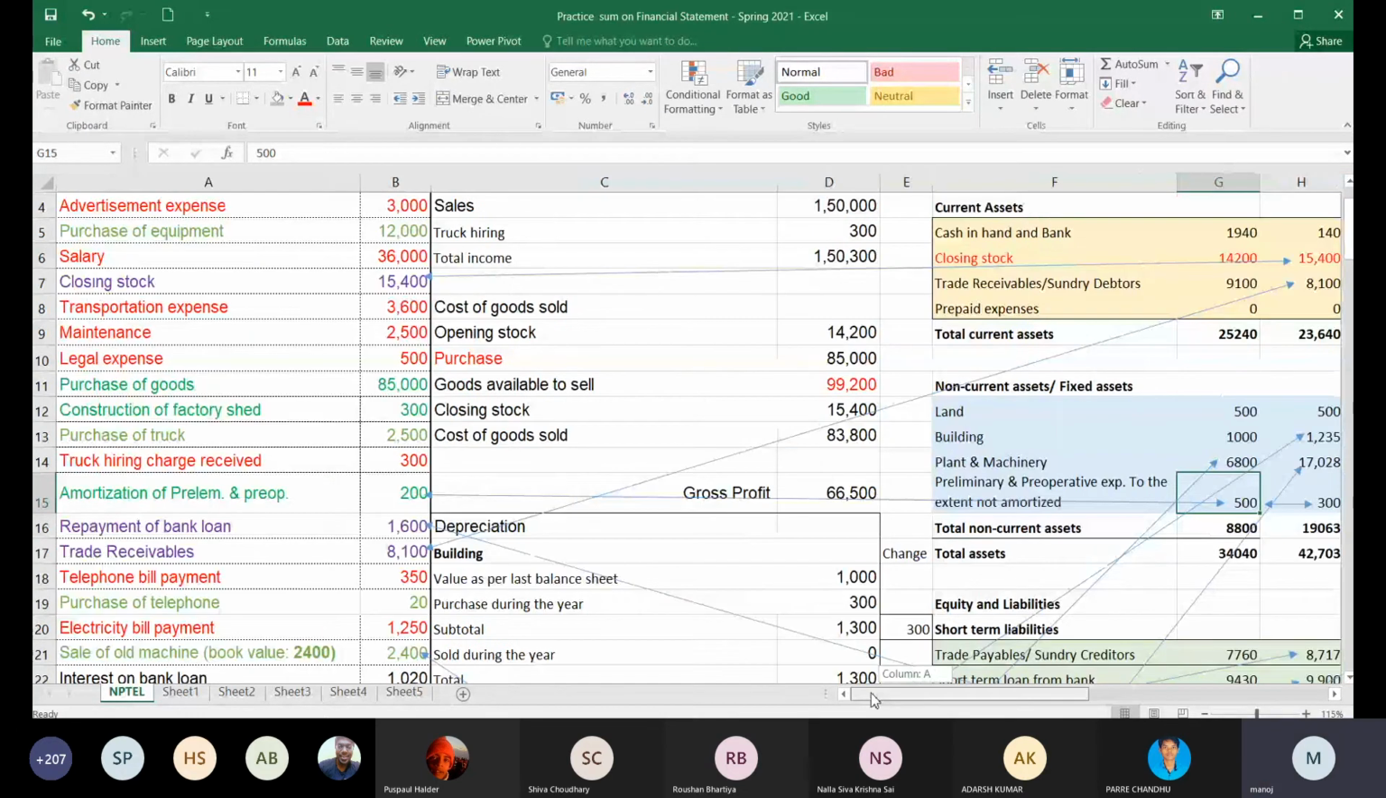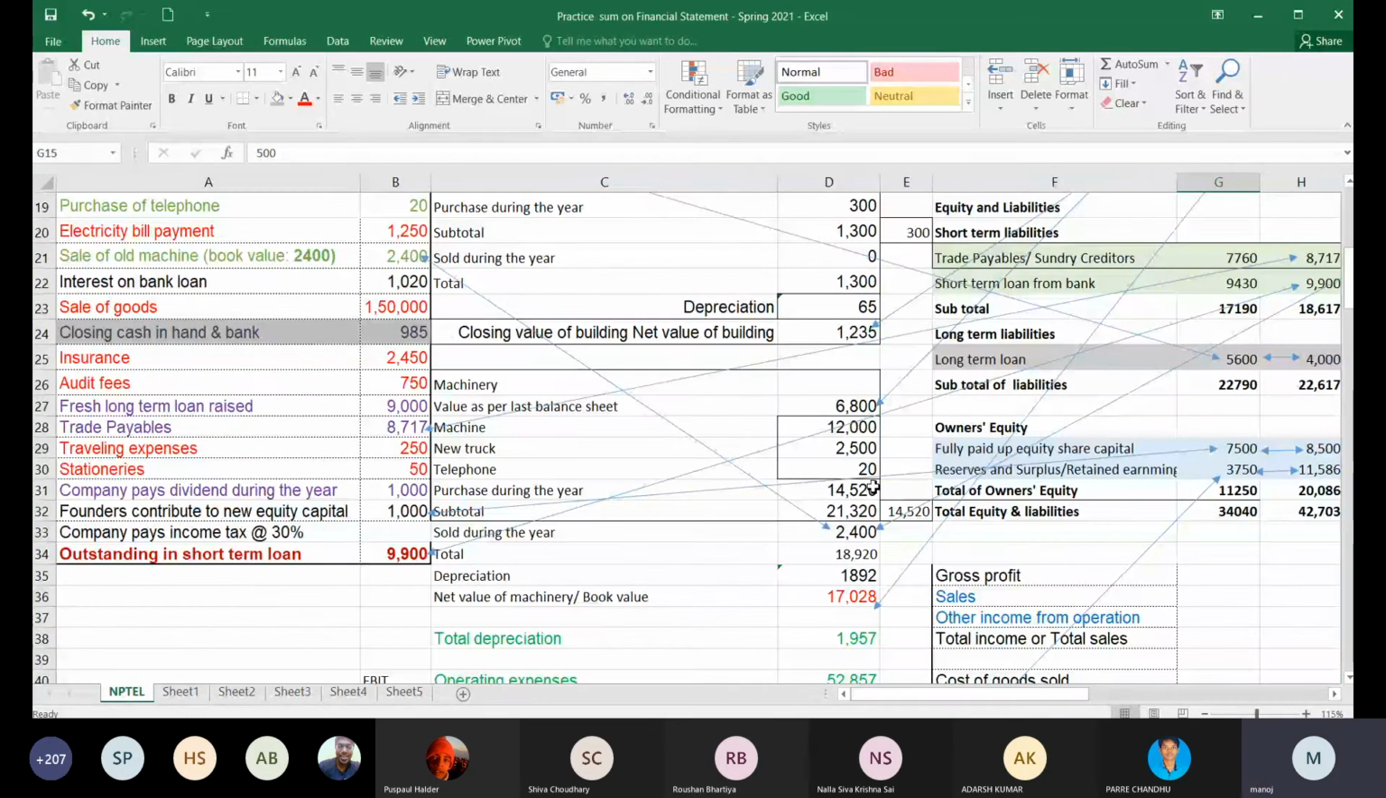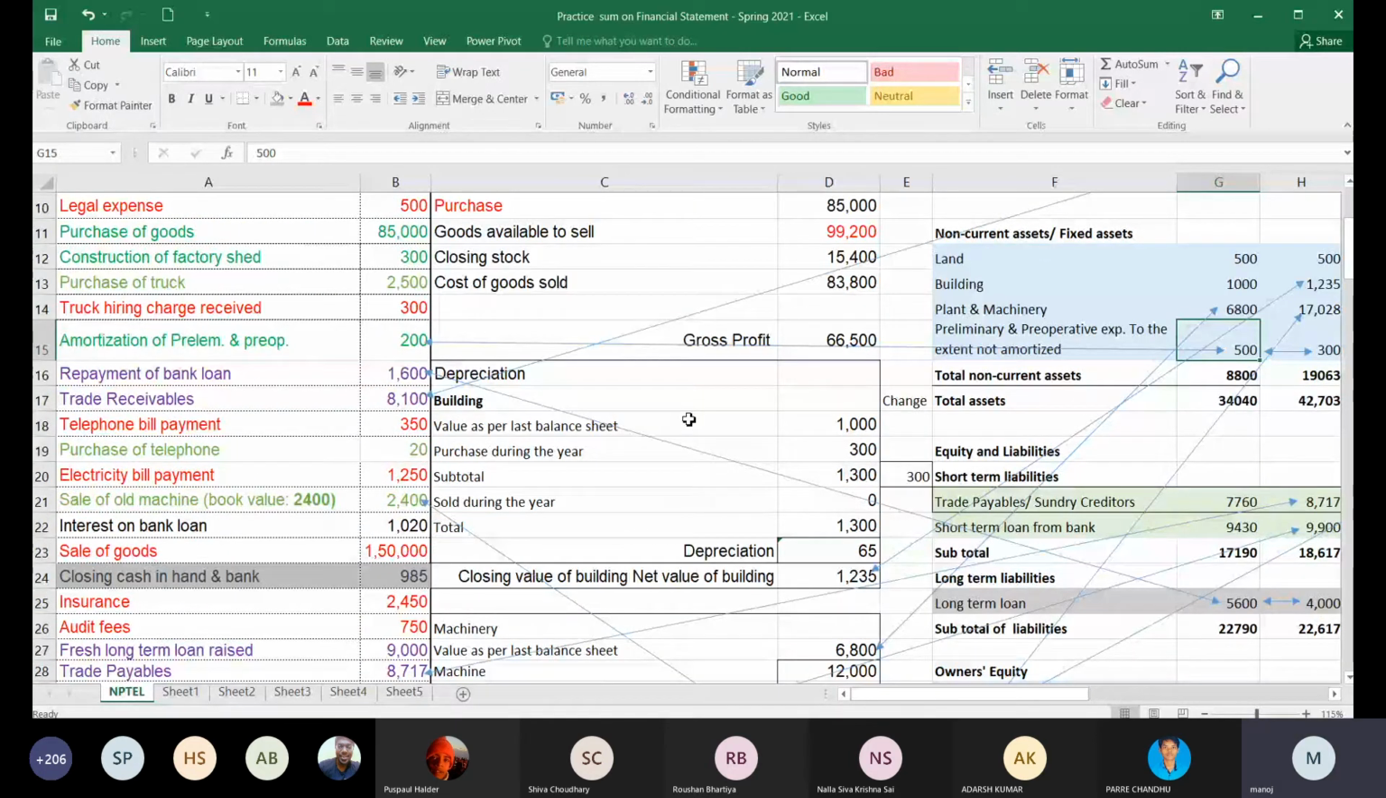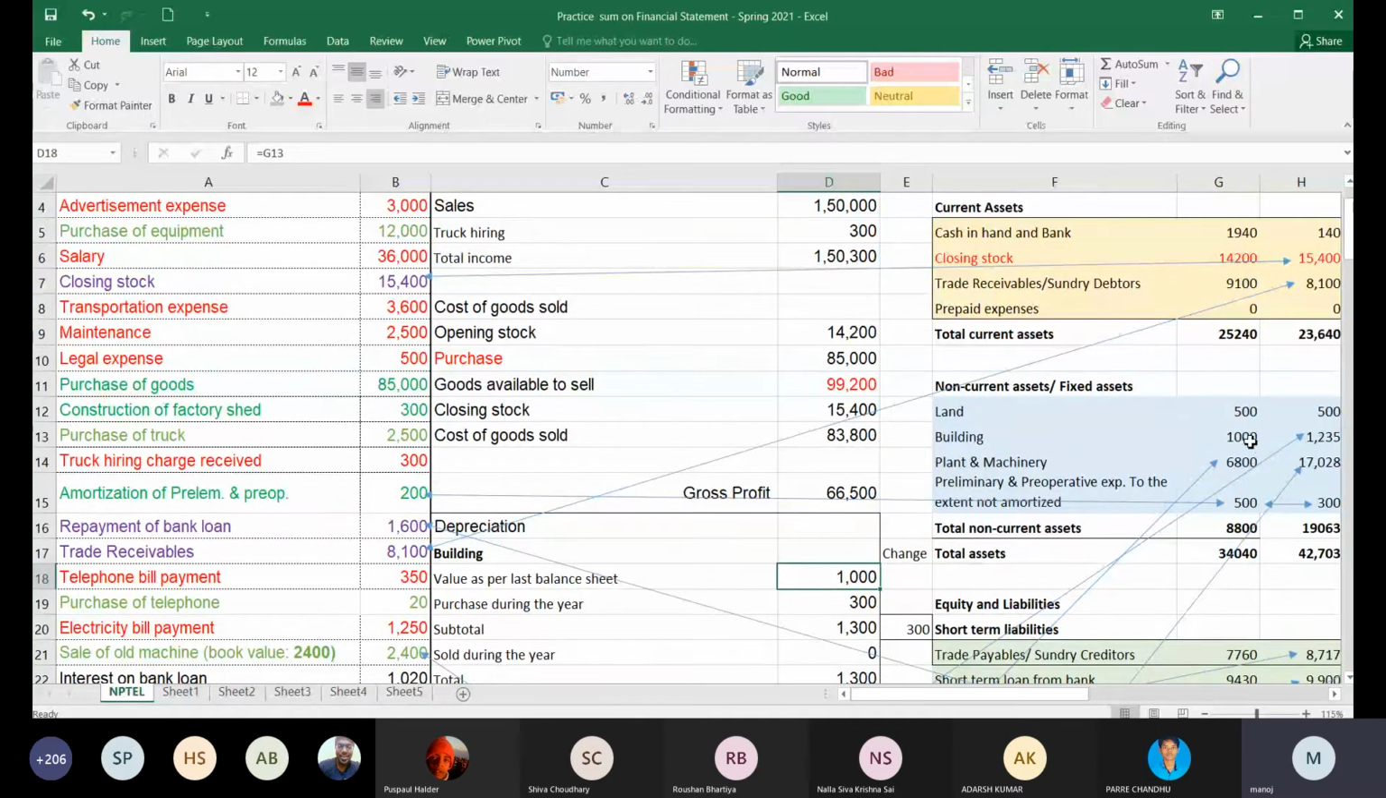Now, to estimate depreciation, you have to start from balance sheet data. For land, there is no depreciation. Now machinery, suppose, building. We start with building first. We start with the previous year's value. It was 1,000 rupees. Where is that? Here, building is 1,000. So we start with that. It is connected to that. Try to have the habit of connecting so that you don't make a mistake.